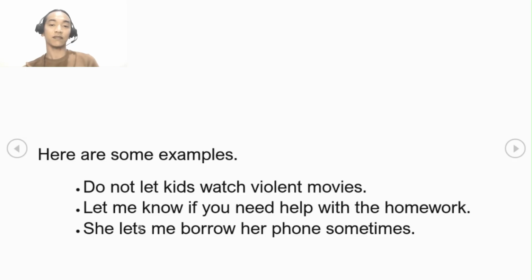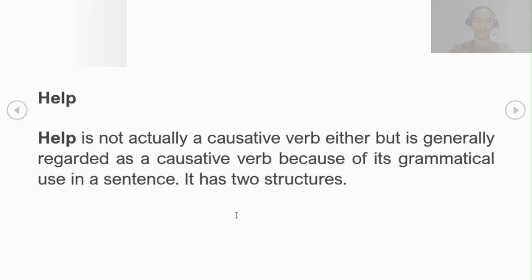Next one. She lets me borrow her phone sometimes. Okay? She lets, and then me, the person, borrow in the base form. Okay? So the last causative verb that we have here is help. However, help is not actually a causative verb either, but is generally regarded as a causative verb because of its grammatical use in a sentence. So, anyways, they just consider it a causative verb.